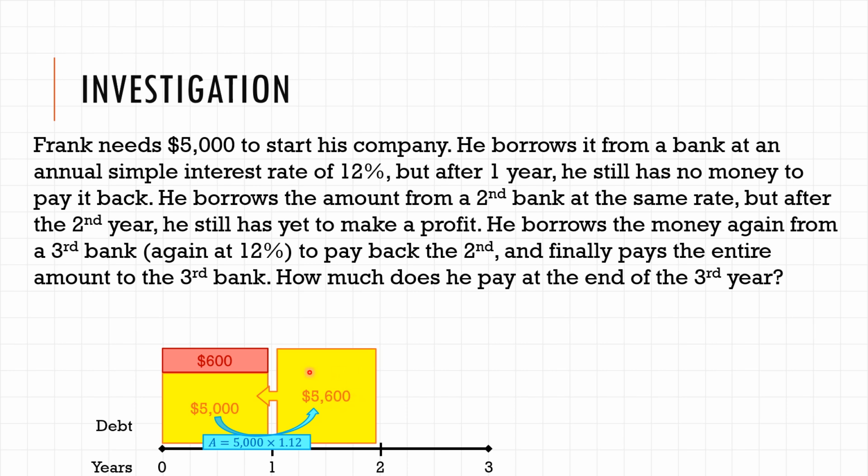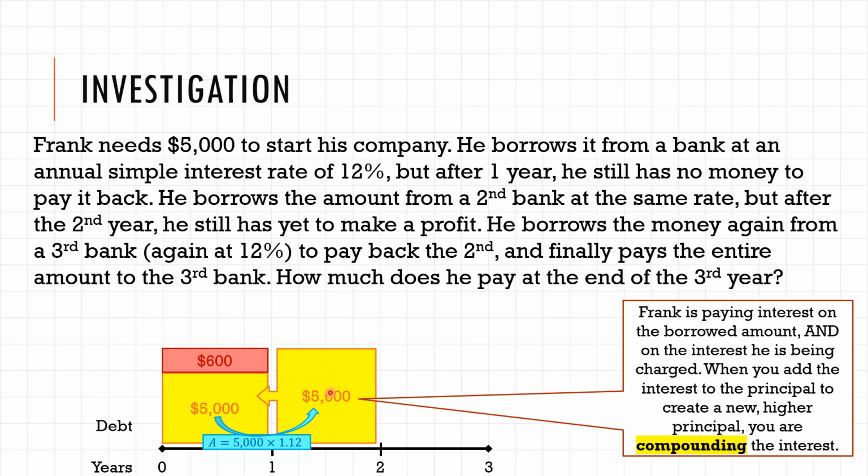So what happened here, just before we get to our answer, is we took the interest and we added it to the principal and we created a new principal. When you do this, Frank is now going to start paying interest not on $5,000. He's going to start paying interest on $5,600. He's going to pay interest on his debt and on the first year's interest. When you add the interest to the principal to create a new higher principal, this is what's called compounding.